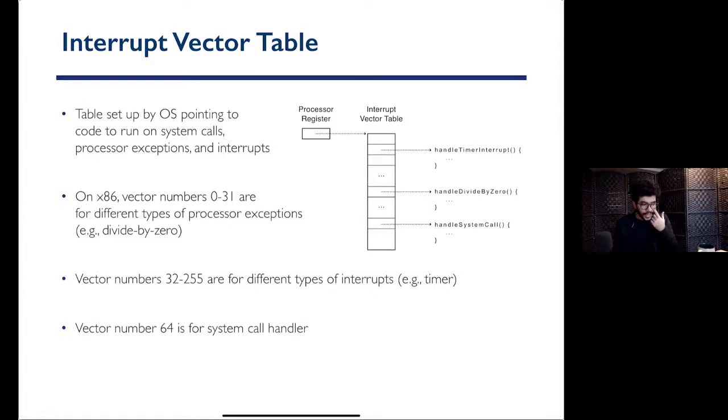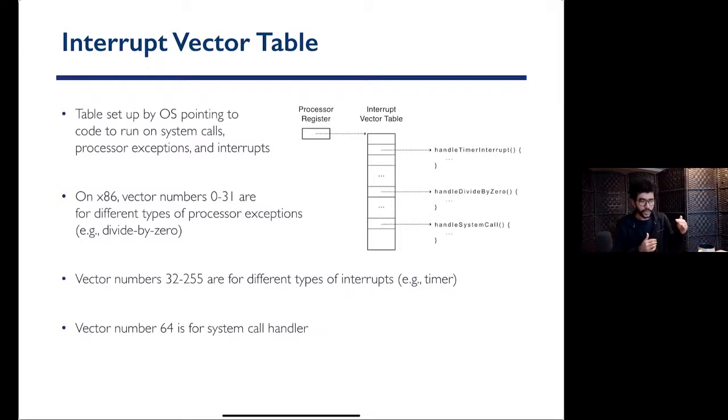In x86, the first 32 elements are reserved for different types of processor exceptions. Like if you divide by 0, one of the entry points is for that. If segmentation fault happens, one of the entry points is for that. If page fault happens, one of the entry points is for that. So the first 32 entry points in x86 are designated to processor exceptions.